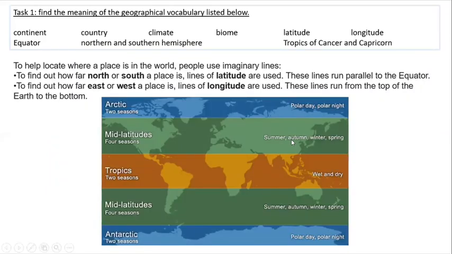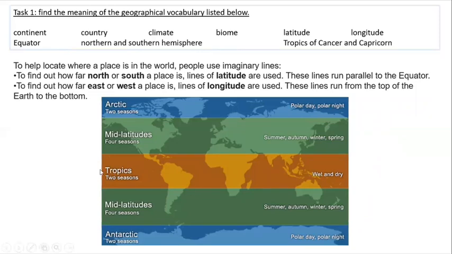So instead of just having three lines that we had before, the equator would go right through the centre here, we now can talk about latitude. So to help us locate places, the lines of latitude are used, and you can see here that it says to find out how far north being up, or south being down, how far north or south of places, the latitude lines are used, and they run parallel to the equator.